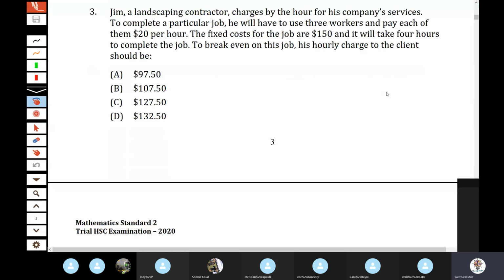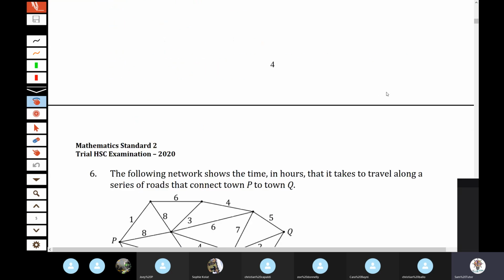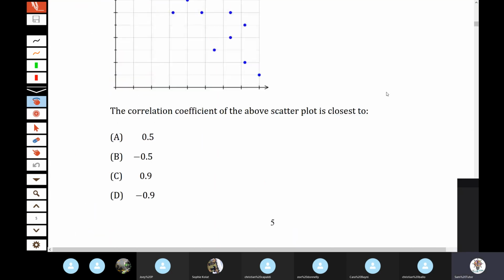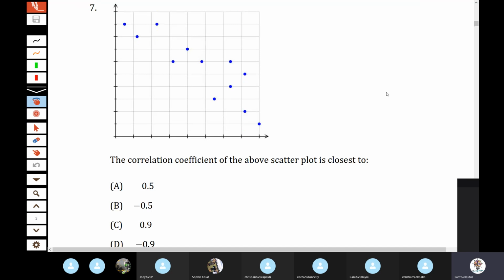We're looking for normal distribution style questions. Let's see. Yeah, that could be one. The correlation coefficient of the above scatter plot is closest to, firstly, is it positive or negative? Negative, and then is it closer to 1 or 0.5?